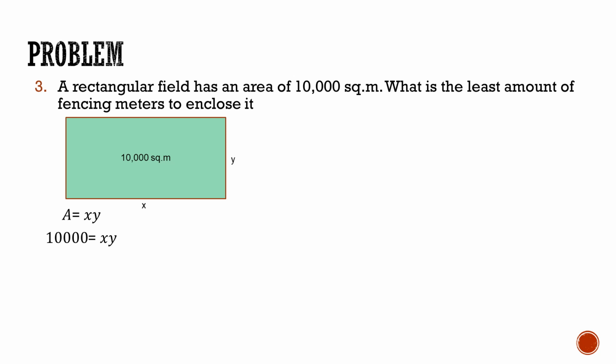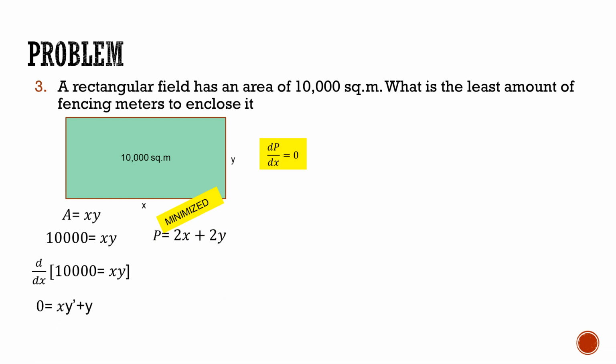So 10,000 is equal to X times Y. And the perimeter is equal to 2X plus 2Y. And note that the perimeter should be minimized. Hence, we choose X. The differential of P with respect to X is equal to 0. We apply d over dx to the first equation. We come up with 0 is equal to xy prime plus y.